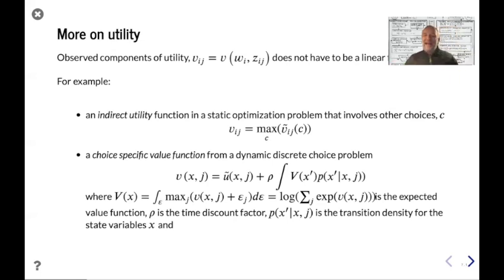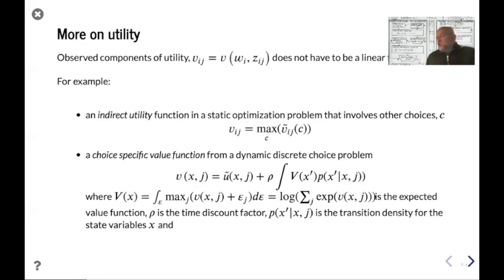So often we combine different models, where some parts are discrete and some are continuous, and so it doesn't always result in a linear index. Nevertheless, this framework allows for that. Then there is a choice-specific value function, which could be in a dynamic discrete choice problem. Now we're really going beyond the curriculum. But what I'm trying to say is you can formulate these alternative specific values that depend on the different choices in many different ways.